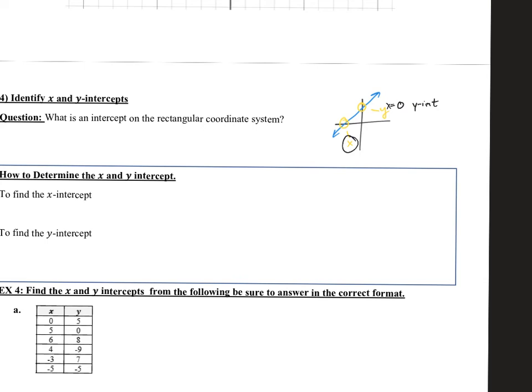And then for x-intercepts, what would the y values be? Well, for an x-intercept, the y will always equal 0. Okay, so that's something we know for certain. For x-intercepts, y is always 0. For y-intercepts, x is always 0. That's going to be really helpful.